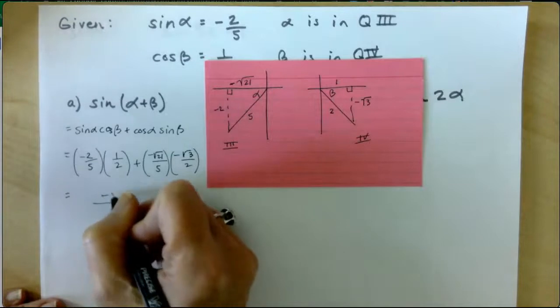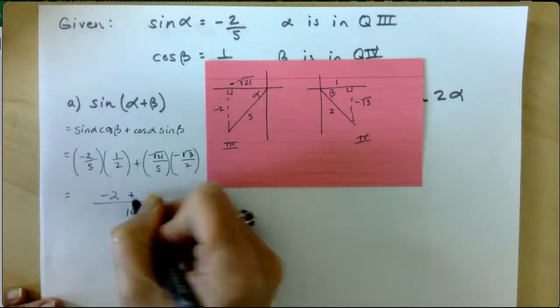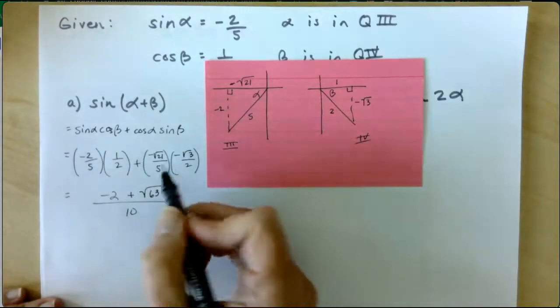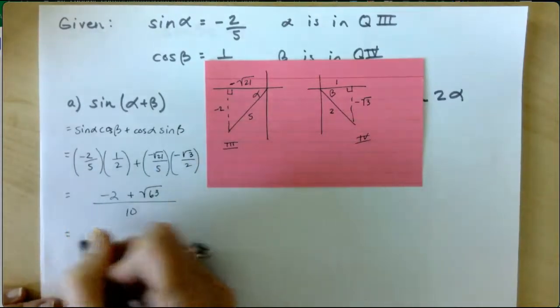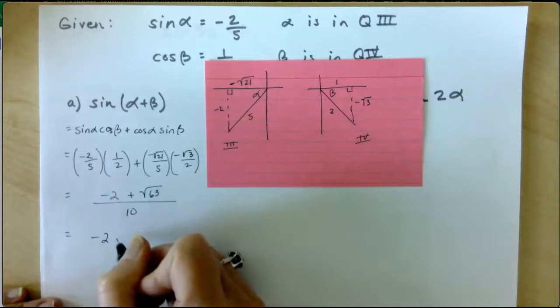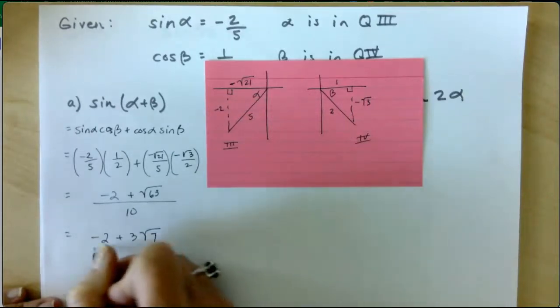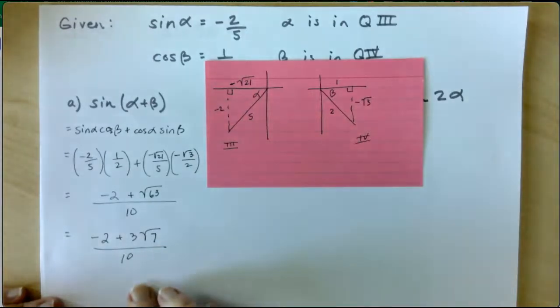So everything's going to be over our common denominator, 10, and that is going to be negative 2 plus root 63. Root 63 comes from 21 times 3, and that, of course, can be simplified. So negative 2 plus 3 root 7 all over 10. So this is the sine of your sum.